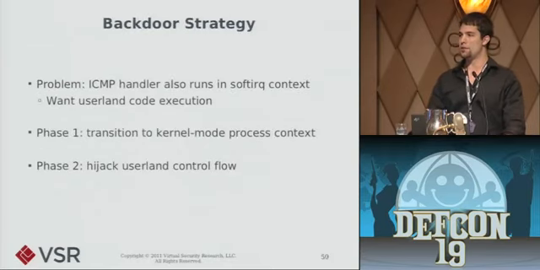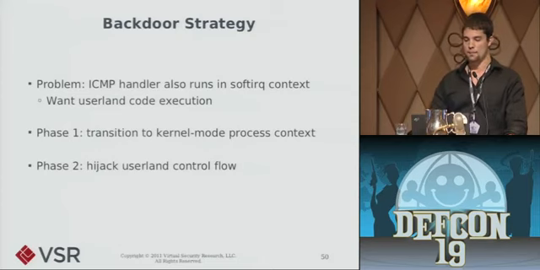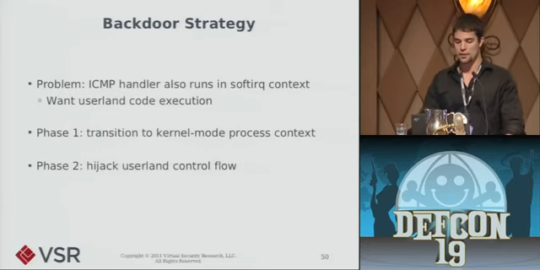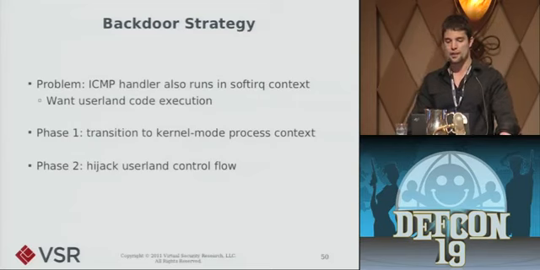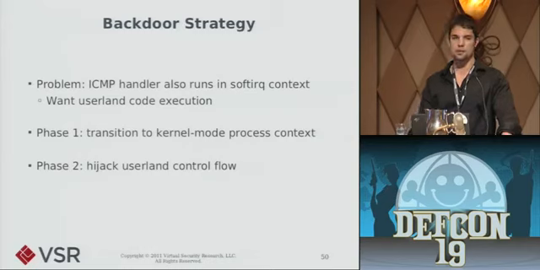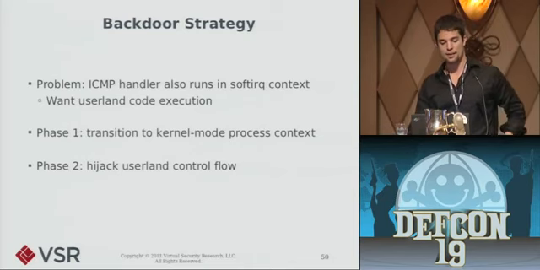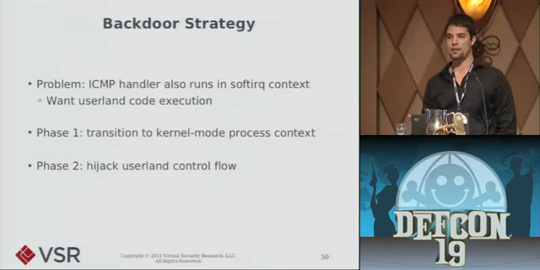So we need to develop a strategy for how we're going to actually make this happen. The problem here is the ICMP handler that we've hooked is also running in interrupt context. And we want to get to userland. We want to execute code in userland. So the first phase, we need to actually transition from interrupt context to kernel mode process context, where we're still running kernel code, but it now has a process associated with our execution. In the second phase, we want to actually hijack that process that's now associated with our execution and cause it to execute our userland payload.